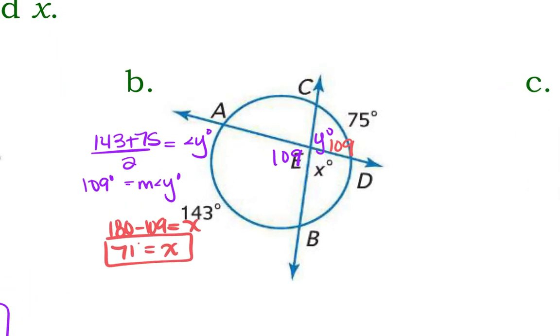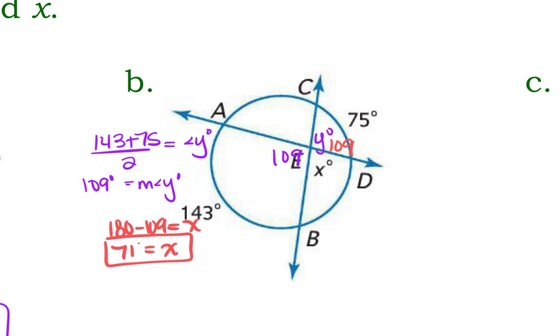Can anyone think of a different way to approach this one? This is one way. This is a solid way. Y'all saw this one? Good. Can anyone think of a different way? What was the first step? We had to add the what? Y. We didn't add the y. That was the second part. What was the first part?